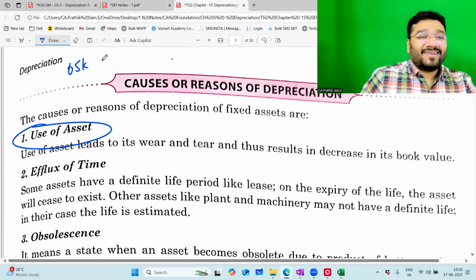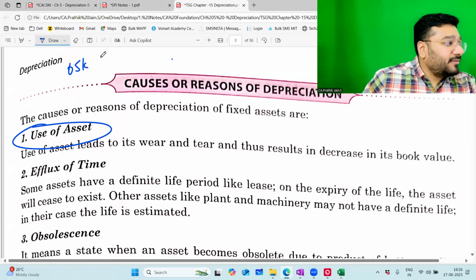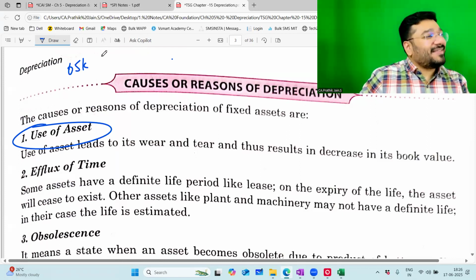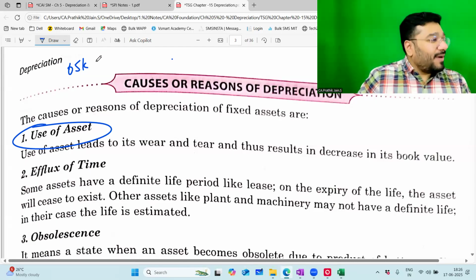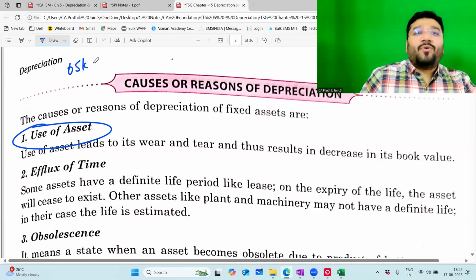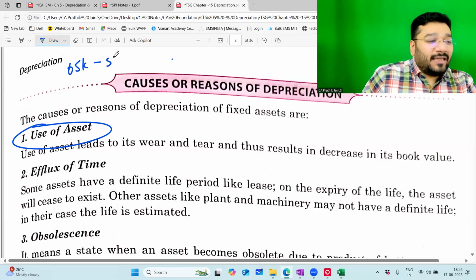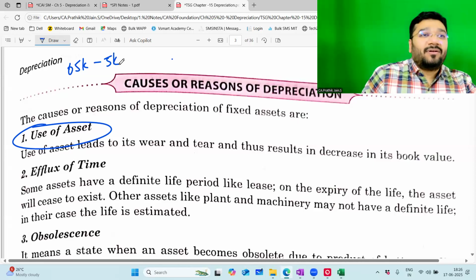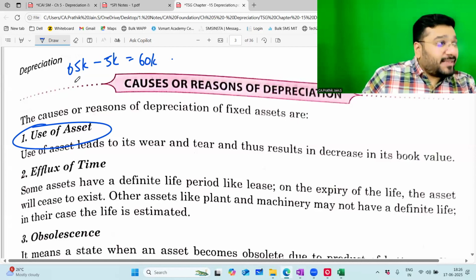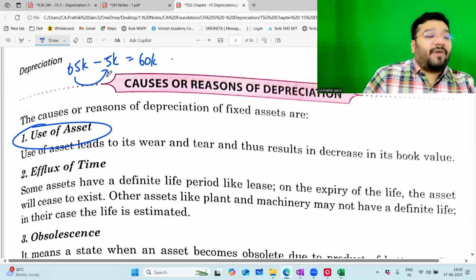Yes, sir. Now, how much do you think genuinely will give me? 6,500. To make your life simpler, it will not fetch you more than 5,000 rupees. If you get 5,000 rupees, how much are you not getting? 60,000 you're not getting. The value of the asset went from 65,000 to 5,000.